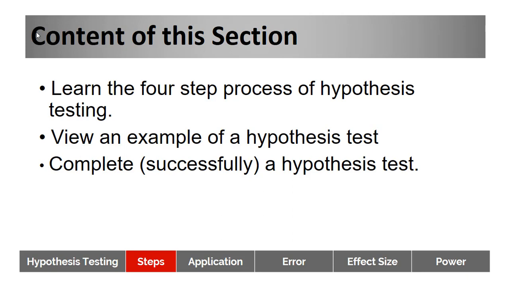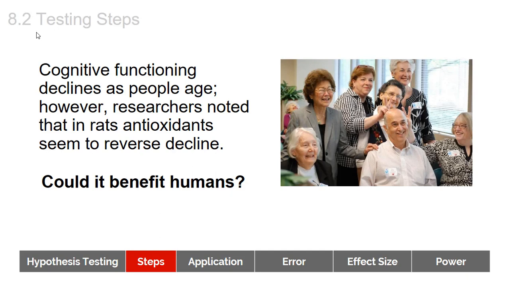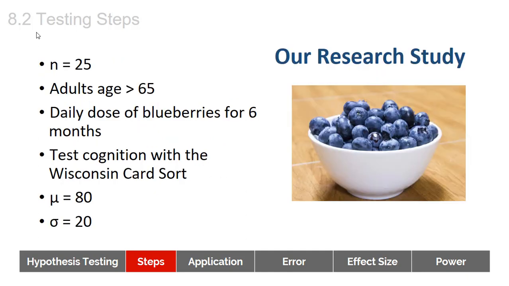a hypothesis test. So let's just say that research has shown that cognitive functioning declines as people age. But some research noted that in rats, antioxidants seem to reverse this decline. So the question is, could it benefit humans? So this is a research question. Can antioxidants reverse cognitive decline in humans?